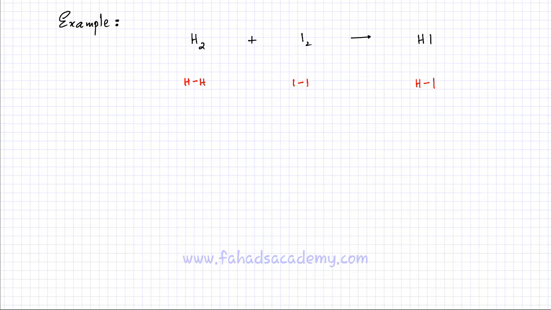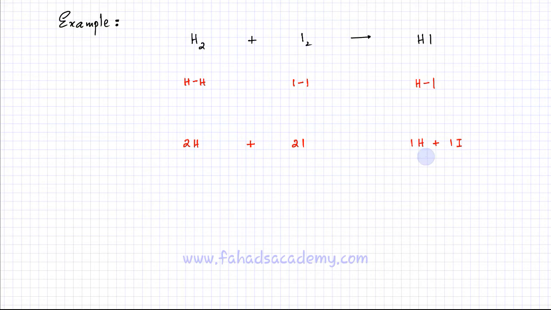So if you count the number of atoms on the left hand side, your reactant side, you have two hydrogen atoms and two iodine atoms. Whereas on the right hand side, in the product side, you only have one hydrogen atom and one iodine atom. So the equation is not balanced.